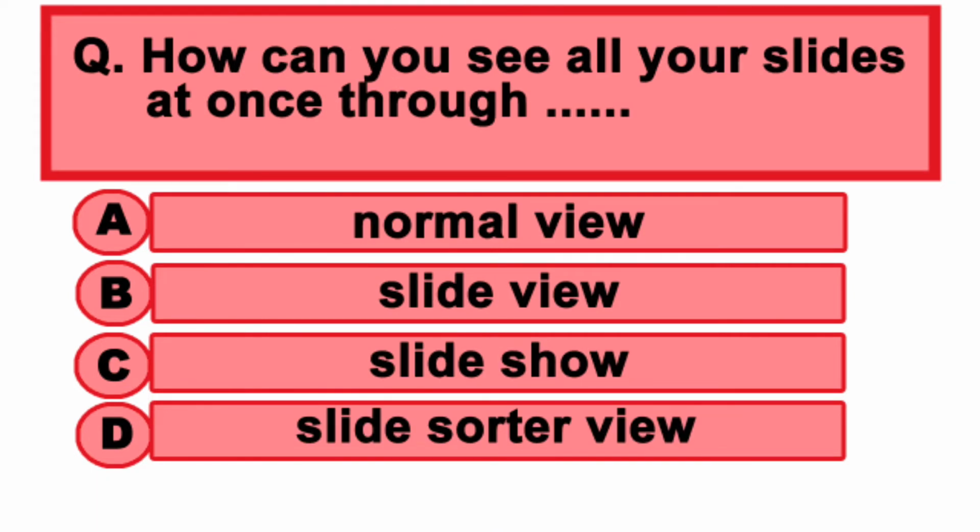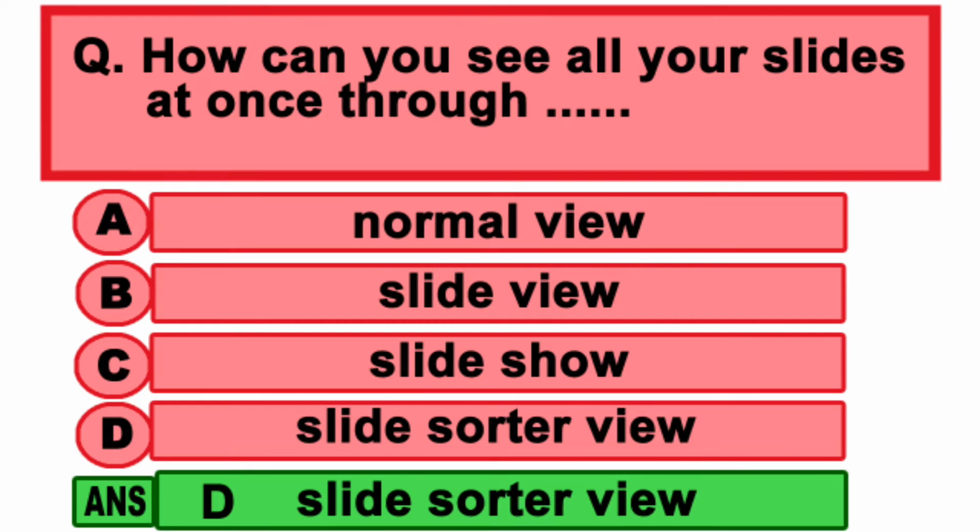How can you see all your slides at once? The options are A. Normal view, B. Slide view, C. Slideshow, D. Slide sorter view. The correct answer is answer D. Through slide sorter view.